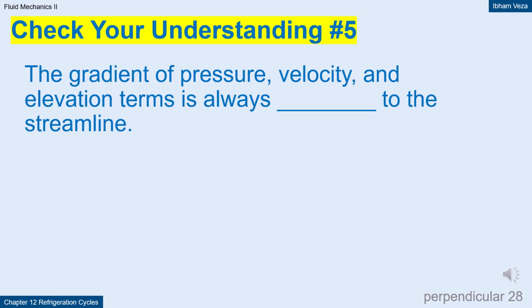Check your understanding. Number 5. The gradient of pressure, velocity, and elevation terms is always perpendicular to the streamline.